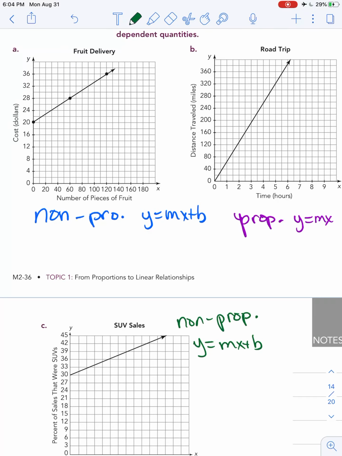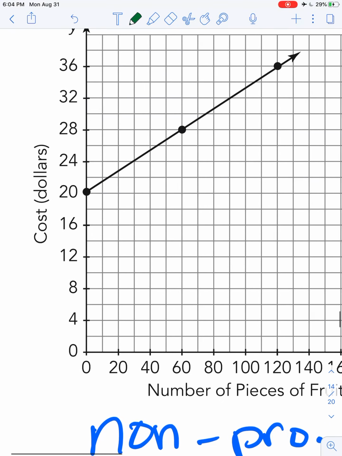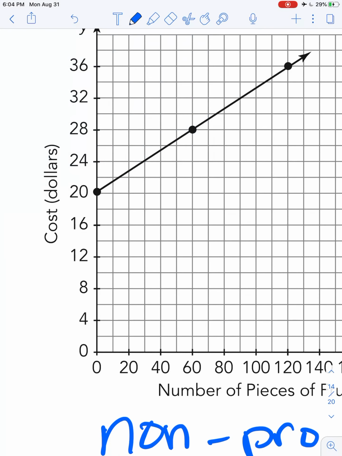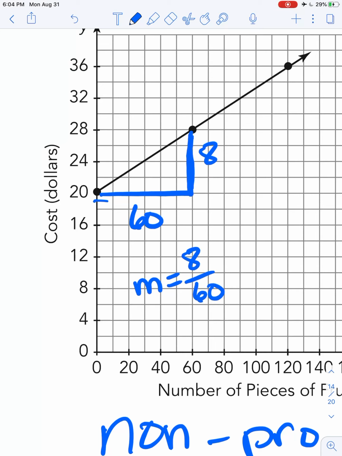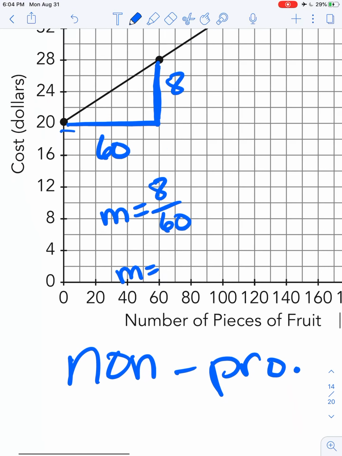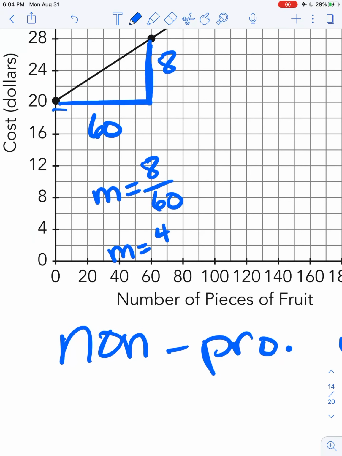The next part says to find the slope. So we're going to come right here, change it back to the blue, and draw our triangle. How high is it? It started here at 20, went up to 28, so that's 8 tall. It came from 0 all the way over to 60. So our slope is going to be 8 over 60, but that's not in simplified form. We need it in simplified form. 4 goes into both of those numbers, so you'd get 2 over 15.